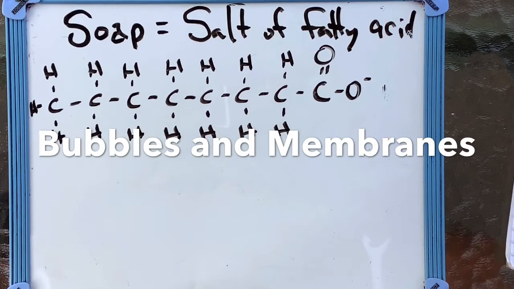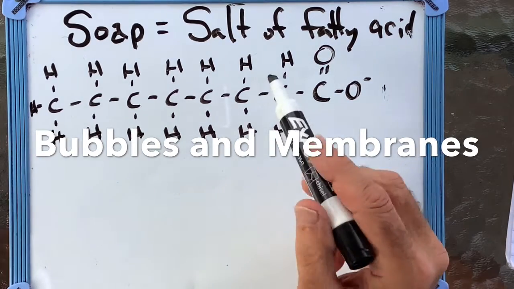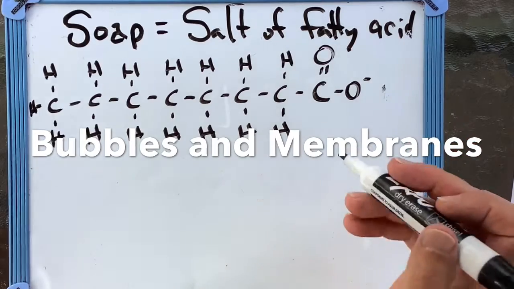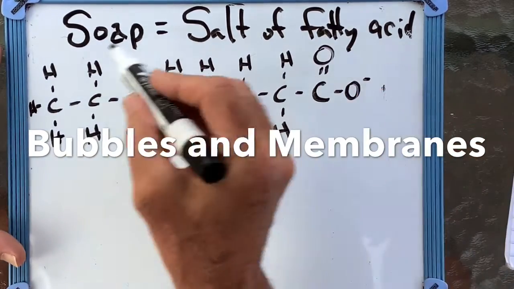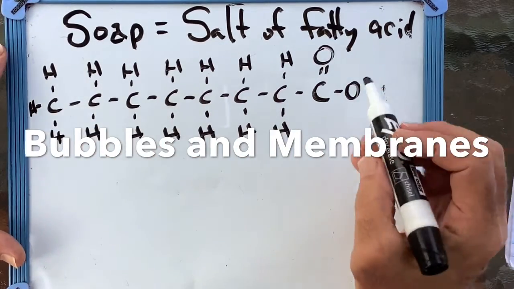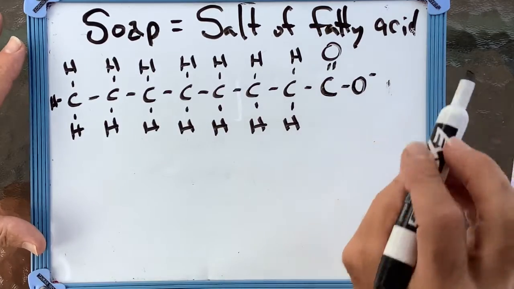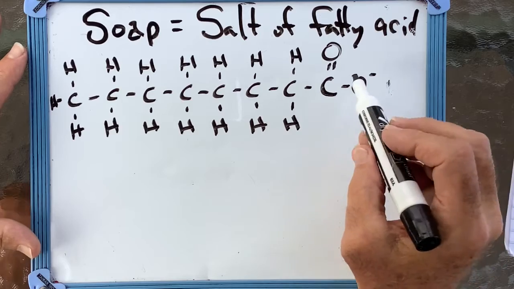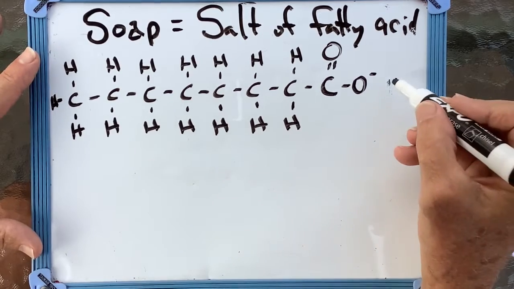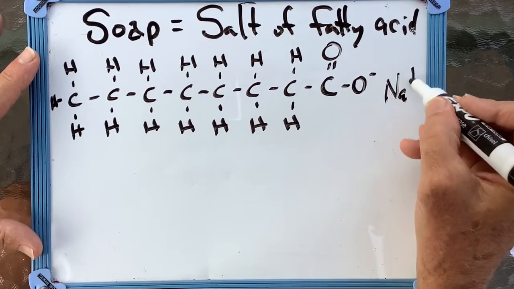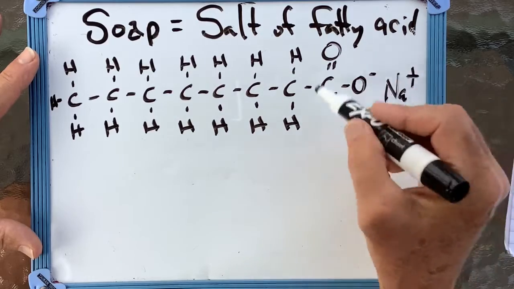All right, class, we have soap here. Soap is actually just a salt of a fatty acid. You can notice here, this is a fatty acid. We have the acid component here, COO. You normally have an H there, but we're going to put something else there in a minute. Because it's a salt of a fatty acid, we'll do that right now. Put a sodium there, so that's the salt part.